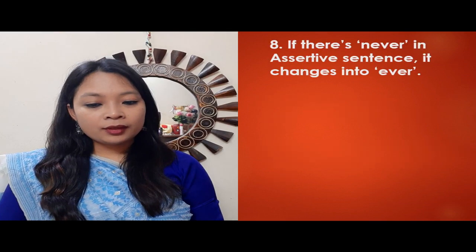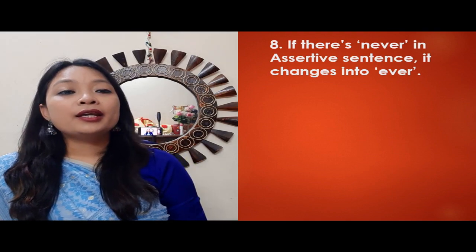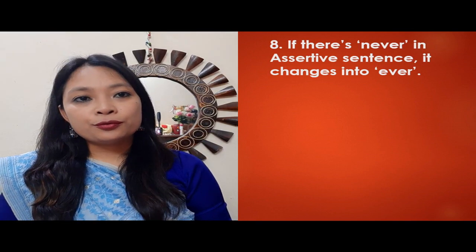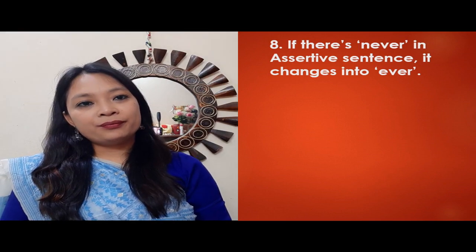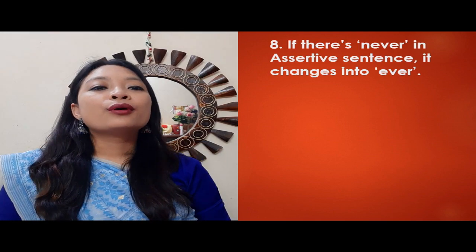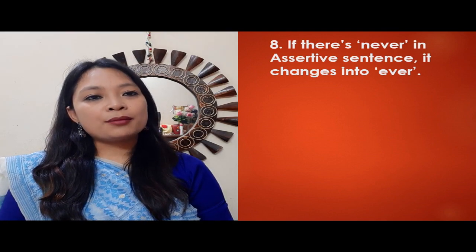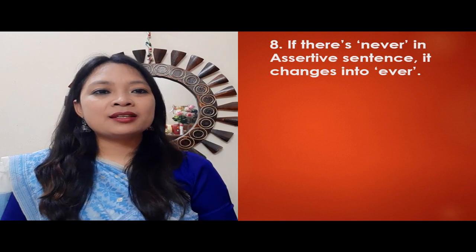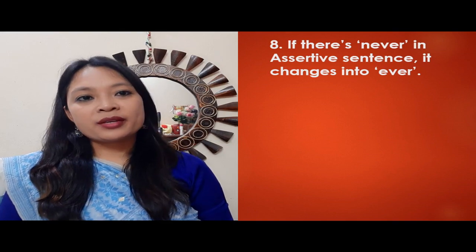Right. Now let's move to the next rule. If you have never in an assertive sentence, you have to write down ever instead of never while changing sentences from affirmative to negative or from affirmative to interrogative. If you have never in your affirmative sentence, then you have to change the word into ever. This is very common, and maybe I have discussed this rule in our previous lesson. Okay, now just revise it.